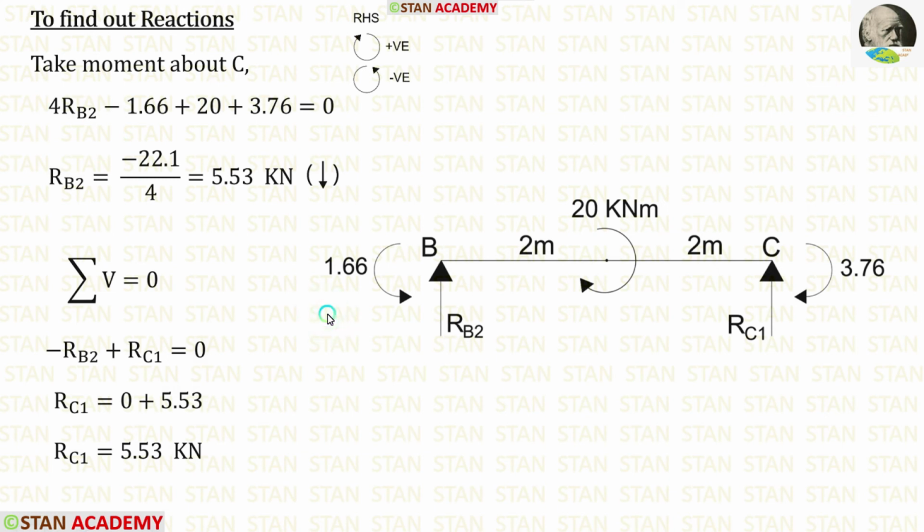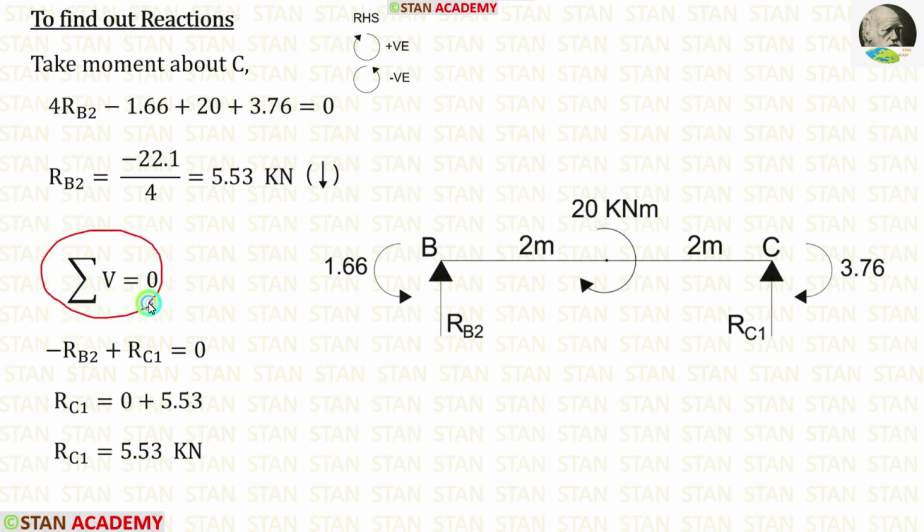Then there are three moments. 1.66 moment is acting in the anti-clockwise direction, so it will be negative. The moments 20 and 3.76 are acting in the clockwise direction, so both of them are positive. Finally, we are getting RB2 5.53 kN. For RB2, we got a negative value. That means our assumption is wrong. We assumed that RB2 is acting upwards, but actually it is acting downwards.